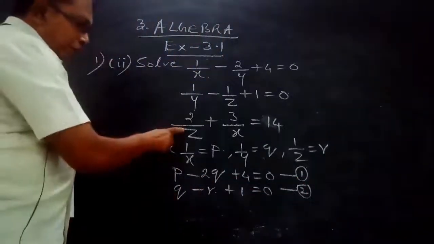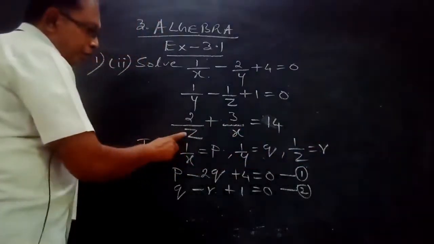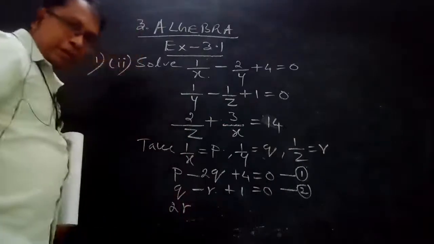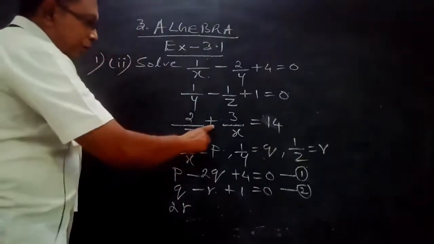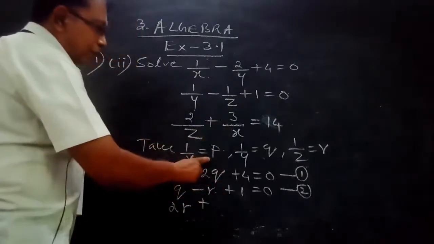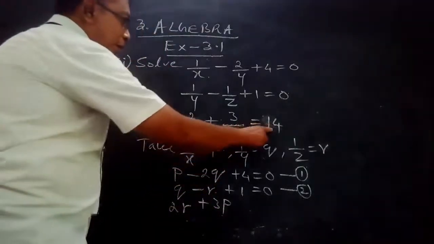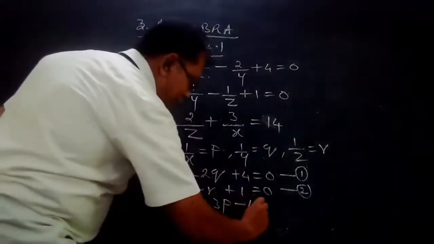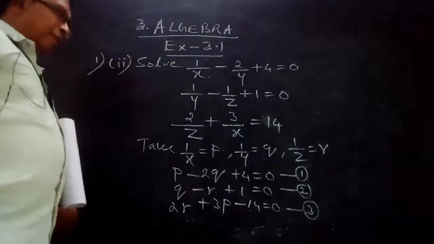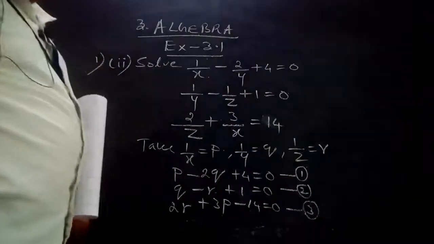Next 1 by z, the 1 by z value is r, therefore we get 2r. Next plus 3 by x, the 1 by x value is p, therefore 3p. Write the 3p. Next take the 14 to the left hand side, minus 14 equal to 0. It is the third equation. Now we get the three equations 1, 2, 3.